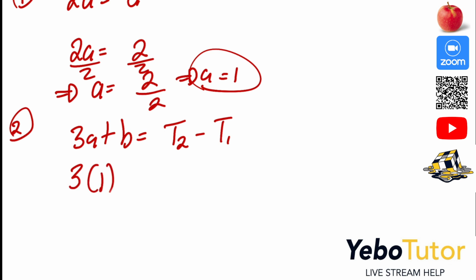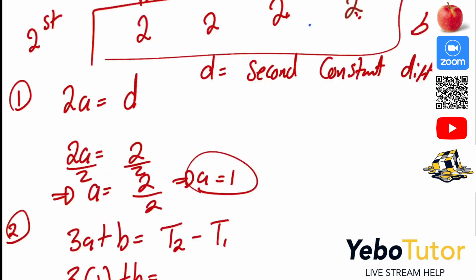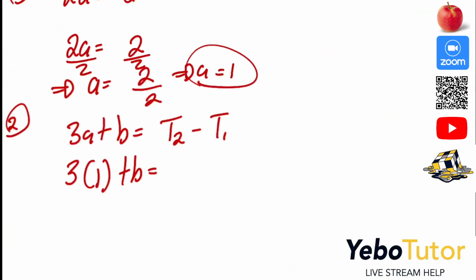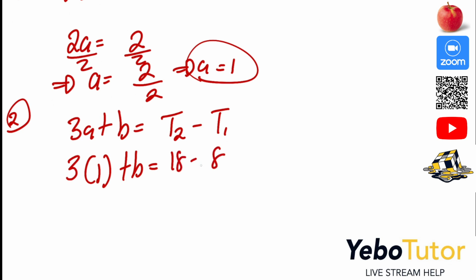It's equal to 1 over there, plus b is equal to T2 minus T1. What was our T2? Our T2 initially was given as 18. Our T1 was given as 8. So that would be 18 minus 8. Then after that, we solve for b. B is equal to 10 minus 3. Then your b will be equal to 7. Now we have the b value.